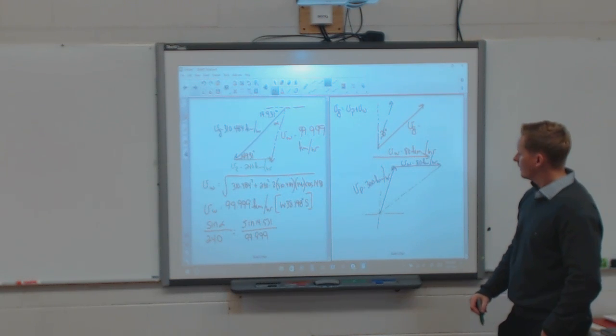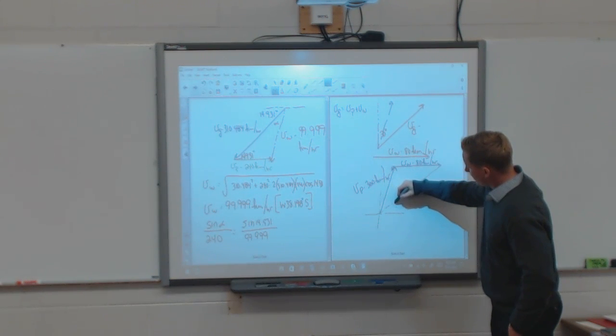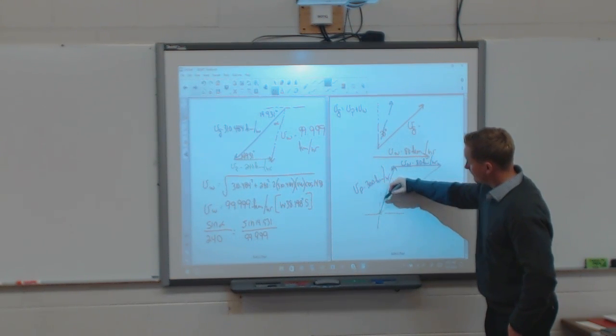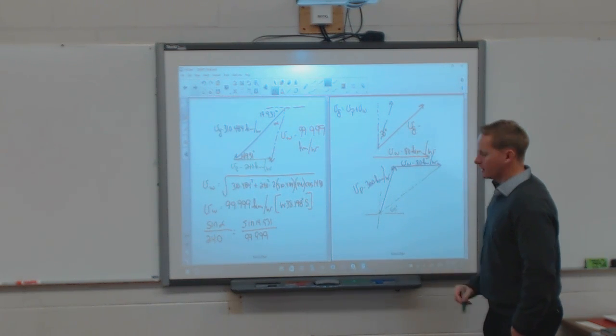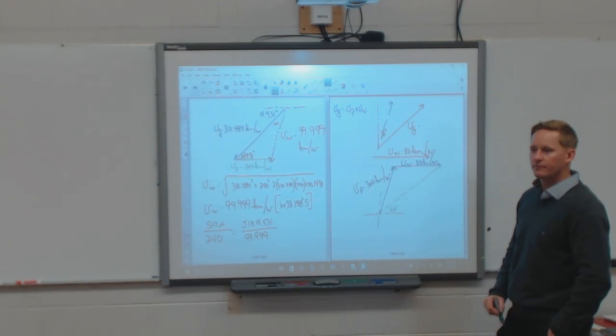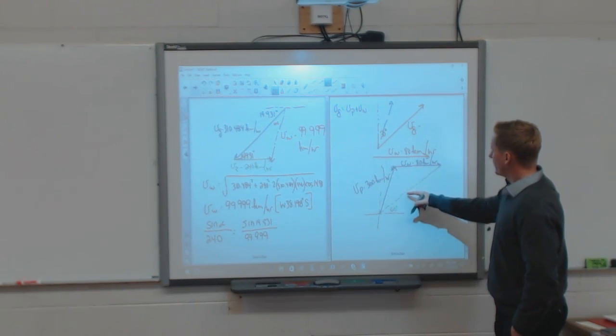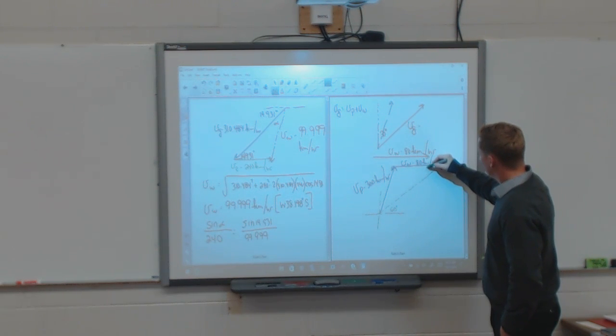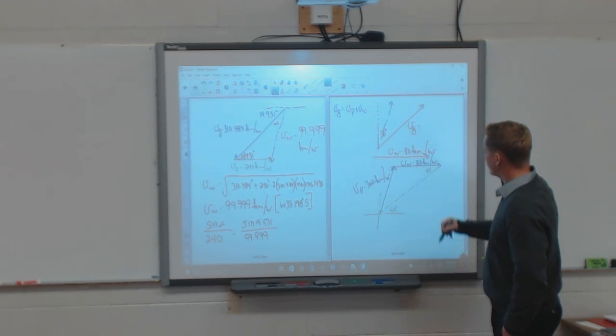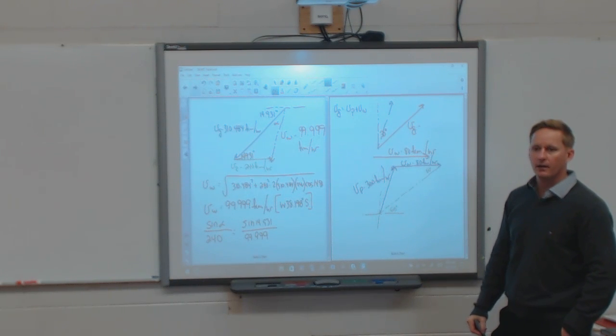Agreed? What's the angle from here to here? 30. It's 30, which then makes that 60 degrees right there. Agreed? Everybody agrees with me on that? Yeah? So then, where can I put this in the triangle? The top right hand corner right there. That's 60 degrees right there.